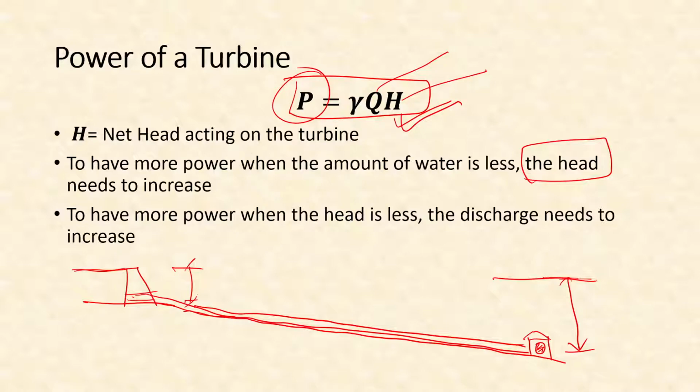Sometimes we may not have a great amount of head, and suppose the turbine cannot be constructed downstream, it has to be constructed here only, and the height of the dam is, suppose, less. In that case, we'll have to push more water, or allow more water to flow through the turbine, although the head is less. So in that case also, the greater discharge will compensate for the smaller head. And if we have both a large amount of water and a great amount of head, then it's even better.